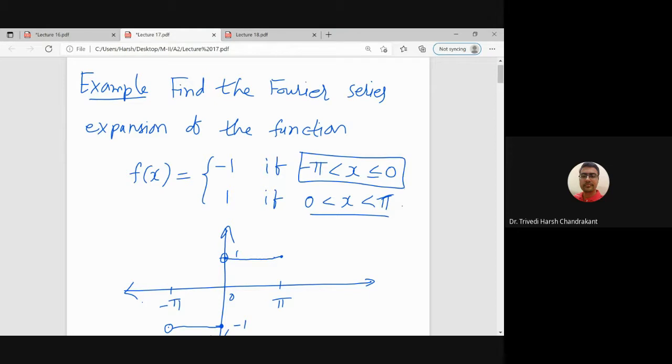the function should be periodic whenever we are finding the Fourier series. So let me mention here that it is a 2 pi periodic function.